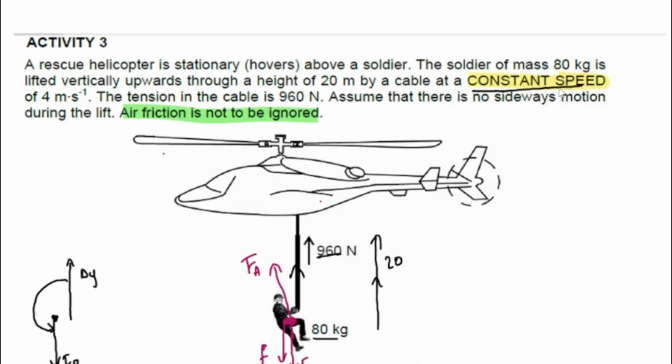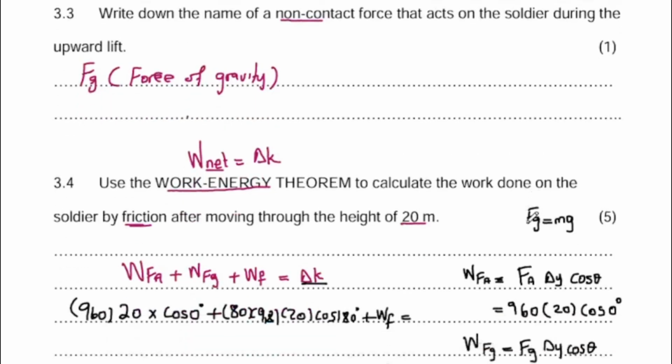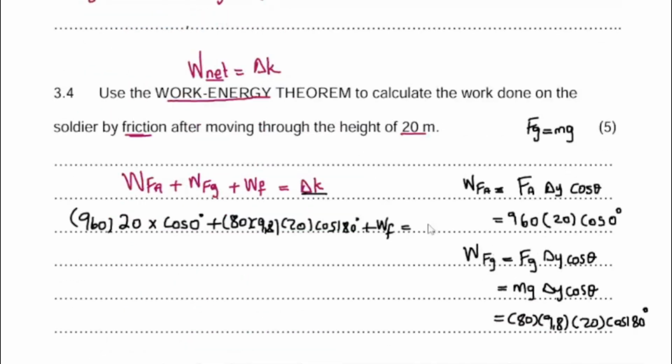If this moves at a constant speed, this tells us that the change in kinetic energy is 0. Constant speed, the change in kinetic energy will give us 0. So I'm going to substitute this with 0. Then we can take it from there.